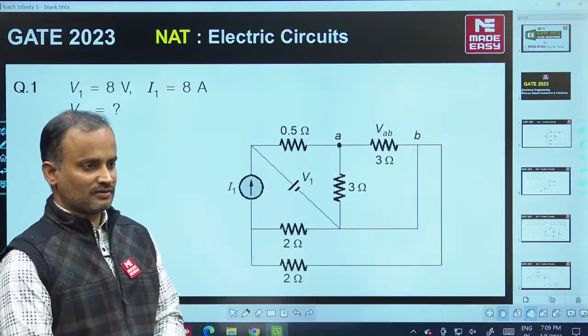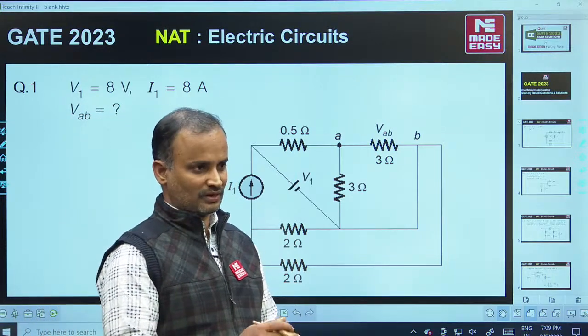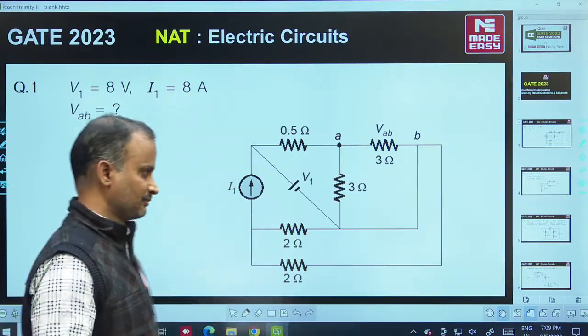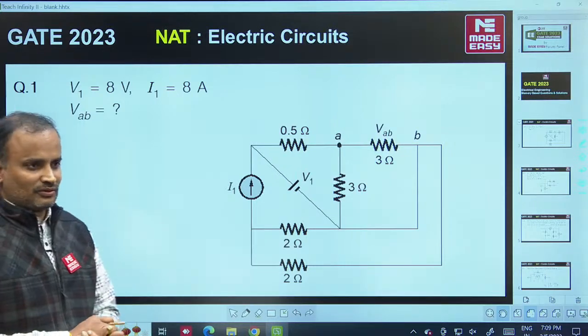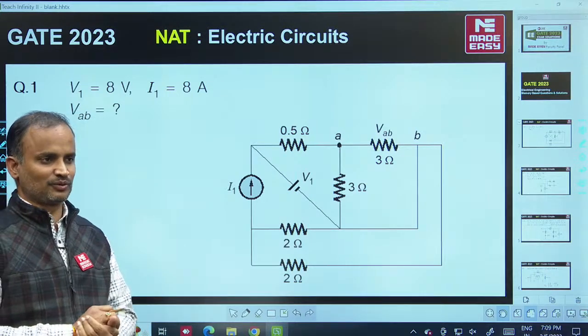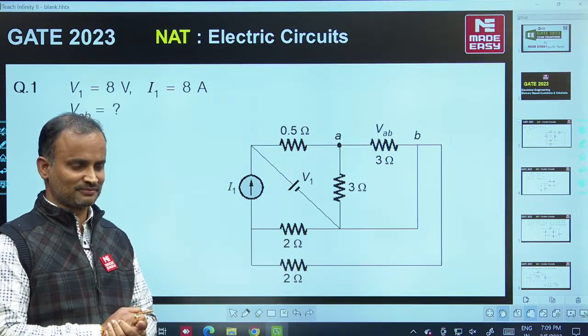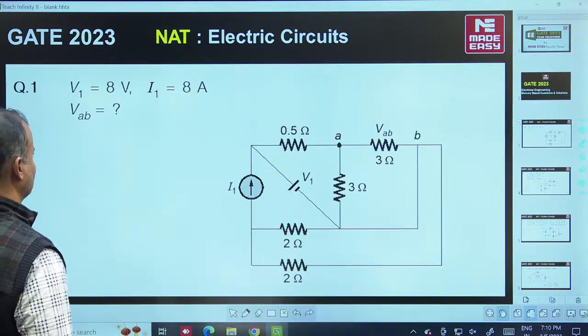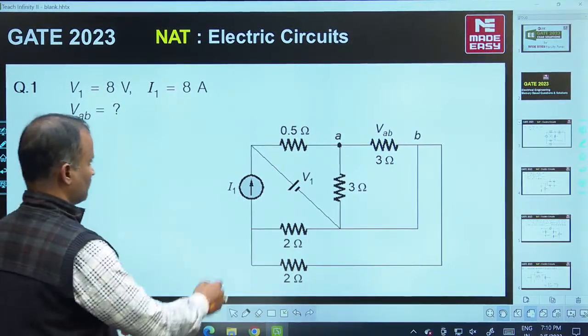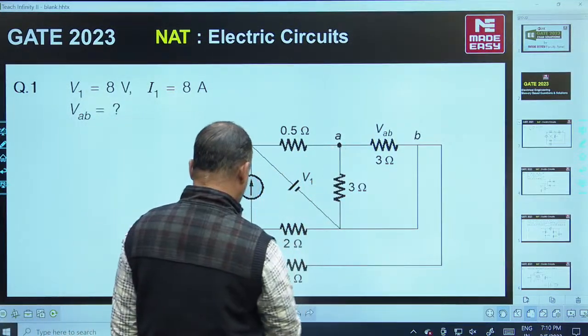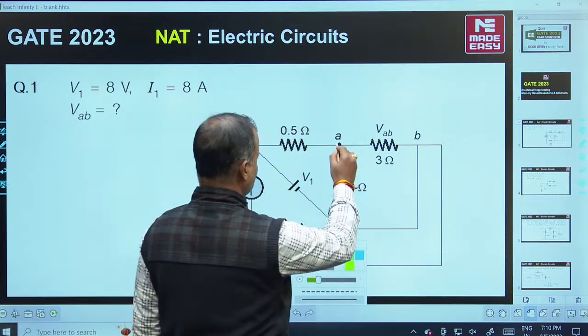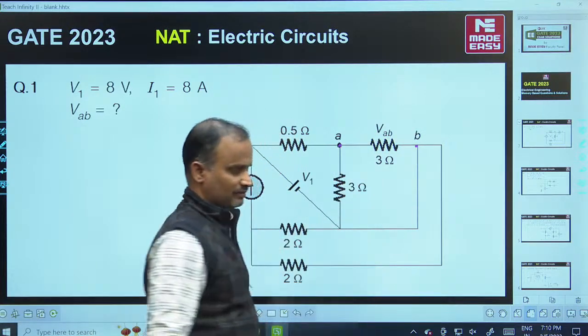Dear students, 4 questions have been asked from electric circuits. In that, 2 questions are very easy and 2 questions are moderate. Moderate means you only have to do a little calculation. Now come to the first question. The requirement in the first question is the potential difference between A and B.